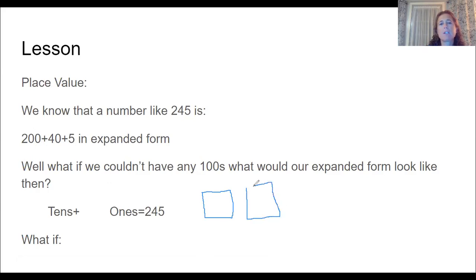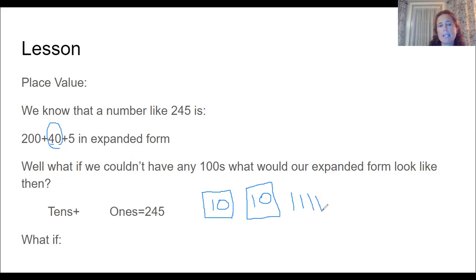I'm sorry, not 200 ones, but 200 hundreds in base 10 are 2 flats. Let's think, how many tens are in a flat? If we count by tens until we get to 100, how many tens do we need? Well, we need 10 tens to make 100, right? Okay, and we still have how many tens here? 4, right? Because it takes 4 tens to make 40. So here we have 4 tens, okay?